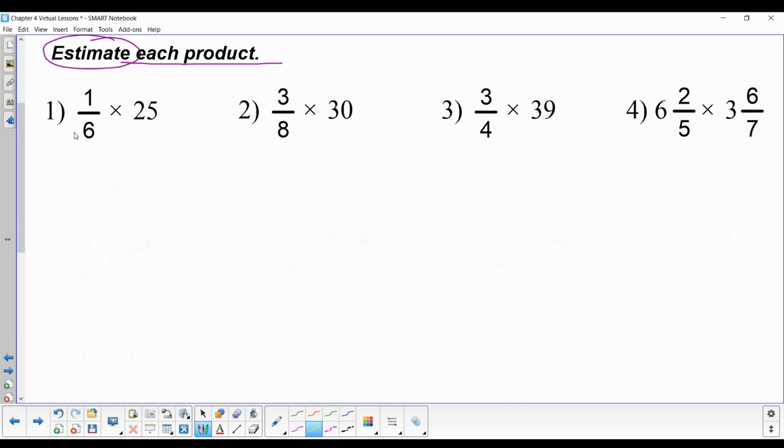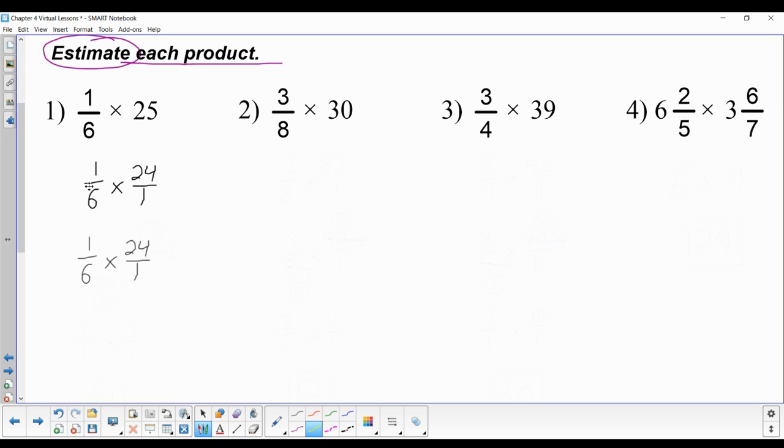So for 1/6 times 25, I'm going to leave the fraction alone. I always try to leave the fraction alone and think, what could I round 25 into that the 6 would be able to cross cancel? My best answer was 24. It's really close, and 6 goes into 24. So I'm going to round the 25 to 24.